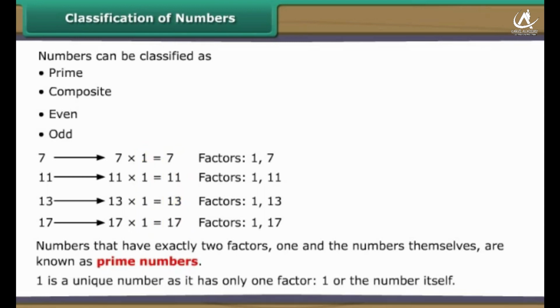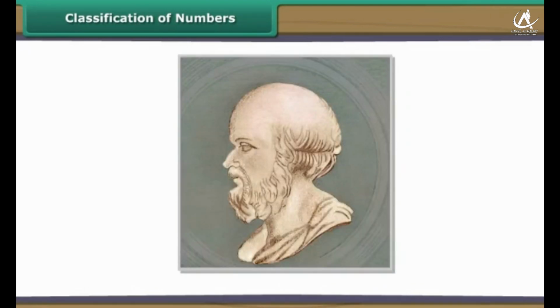1 is a unique number. It has only 1 factor, 1 or the number itself. A Greek mathematician called Eratosthenes devised an easy method to locate the prime numbers between 1 and 100. Let us take a look at this method.